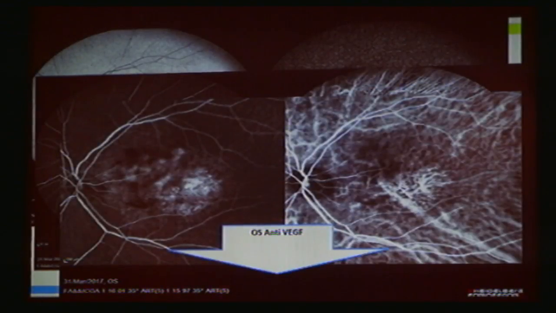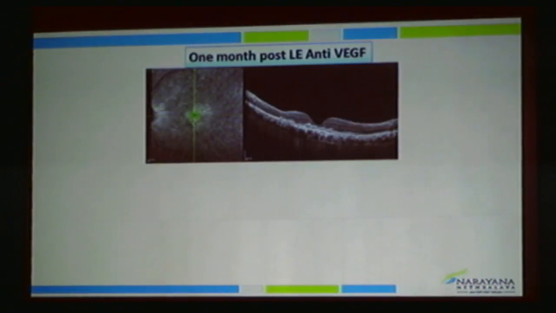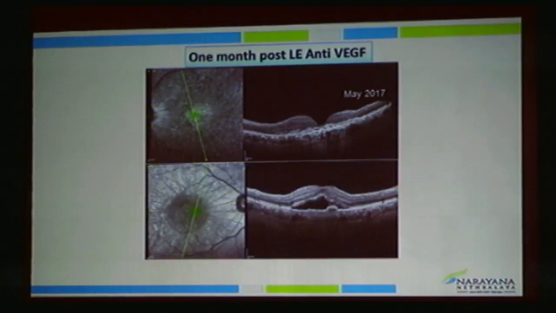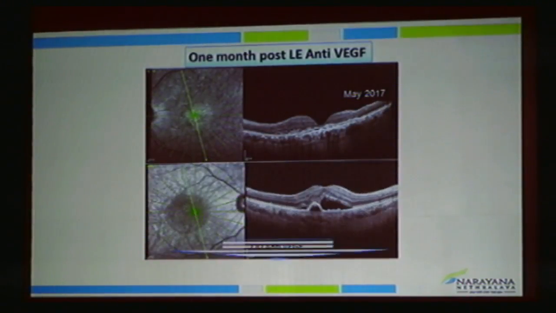So we proceeded to treat the left eye with anti-VEGF. We used Razumab here. And 1 month post the anti-VEGF, you can see that the fluid had all resolved in the left eye. However, in the right eye, you can see that there's an increase in the amount of SRF as well as the height of the PED. So we proceeded to treat the right eye with anti-VEGF.